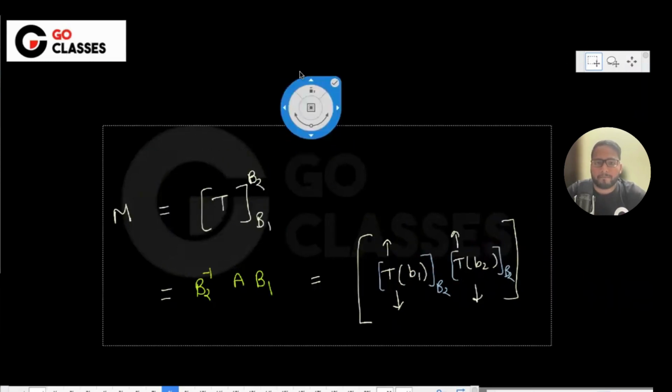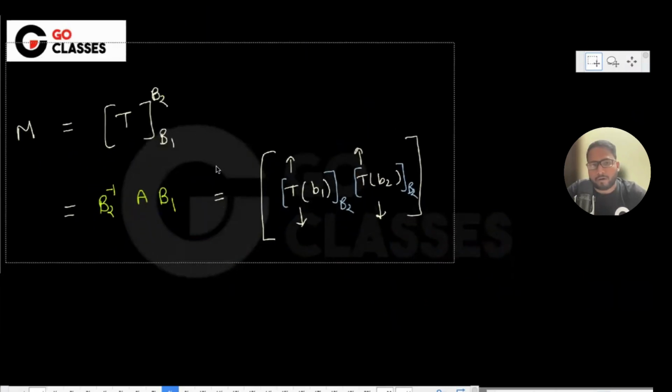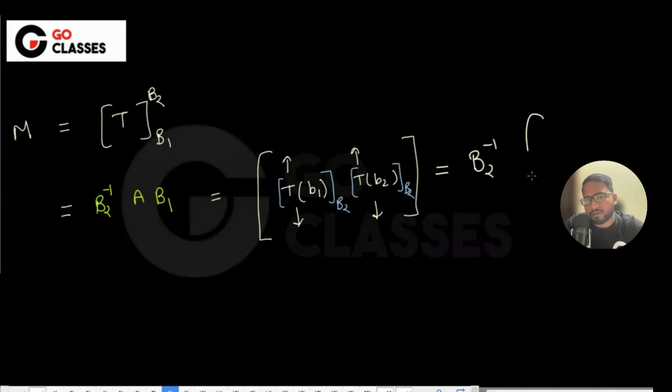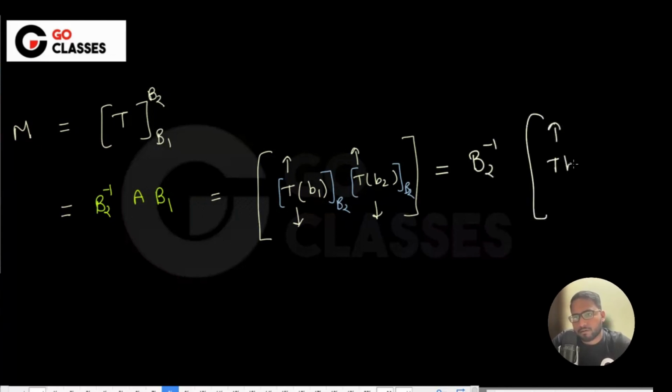Now you tell me, if you want to convert something from the standard basis to B2, what will you be doing? Can you just write this particular term or this particular matrix as something like this? This is nothing but B2 inverse T B1 and T B2. Is this okay to you guys?